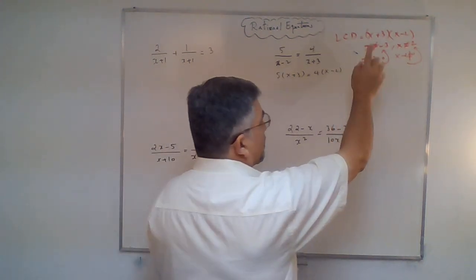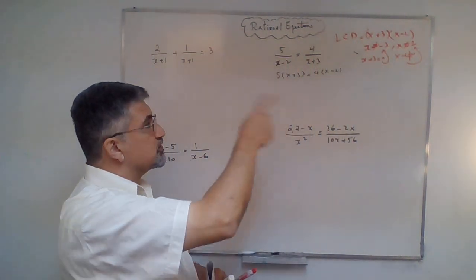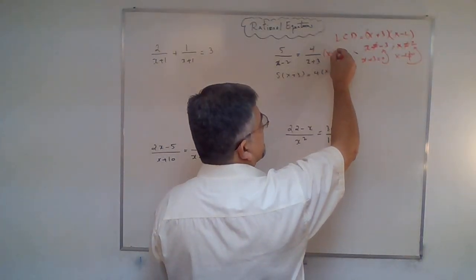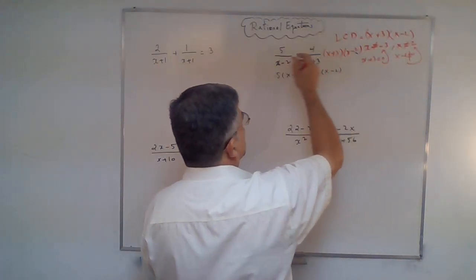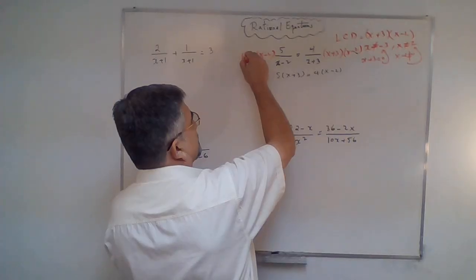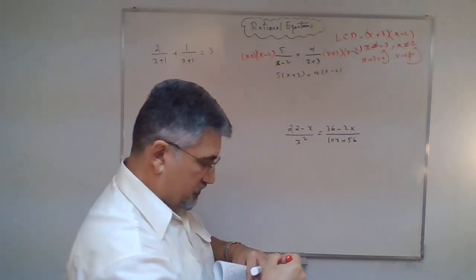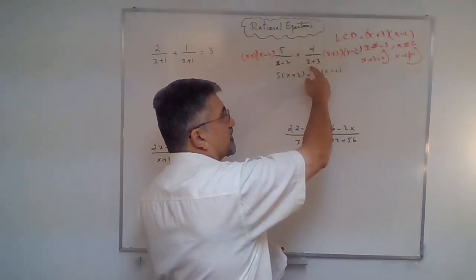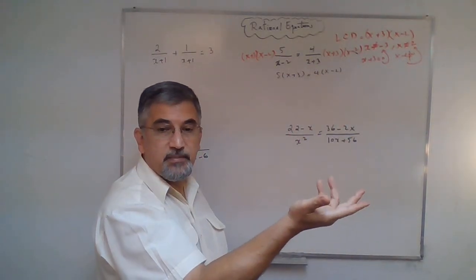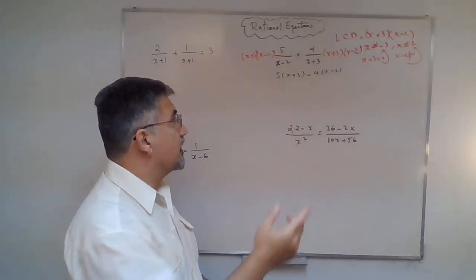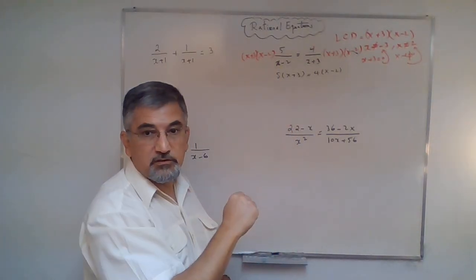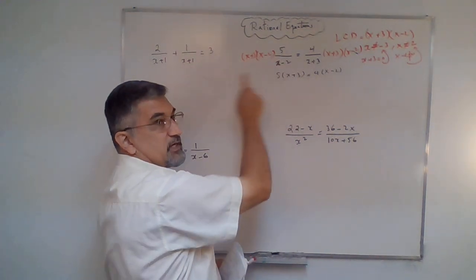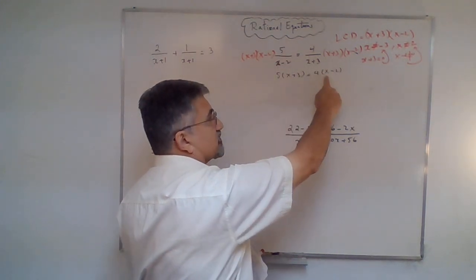So with that in mind, we're going to multiply both sides by the LCD. We multiply the left side by x plus 3 times x minus 2, and we do the same thing on the right. Then the x plus 3 factors cancel out each other, don't they? And we said that they're non-zero. And here the x minus 2 factors cancel out each other. So look what is left over: 5 times x plus 3 on one side, and 4 times x minus 2 on the other.